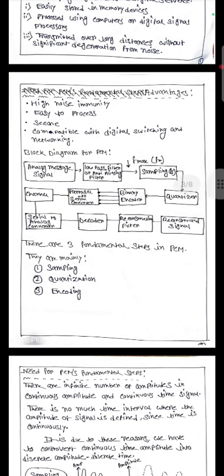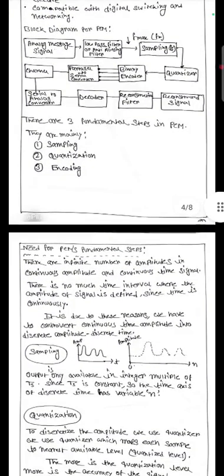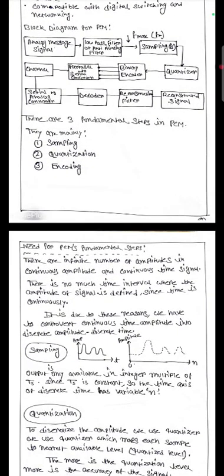There are three fundamental steps in pulse code modulation. They are mainly sampling, quantization and encoding. Need for pulse code modulation fundamental steps.